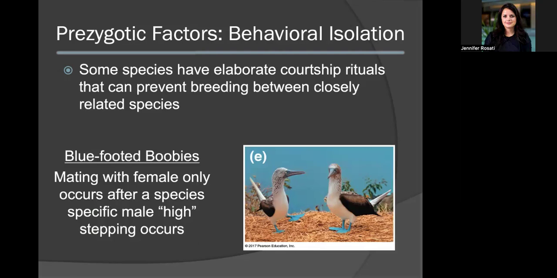Behavioral isolation can occur typically when species have elaborate courtship rituals. These courtship rituals are very important in mate selection. As a result, they're involved in preventing breeding between closely related species. An example of this is the blue-footed boobies. Mating with the female only occurs after the specific male high-step dance occurs.